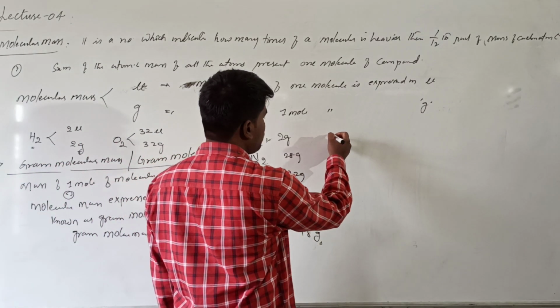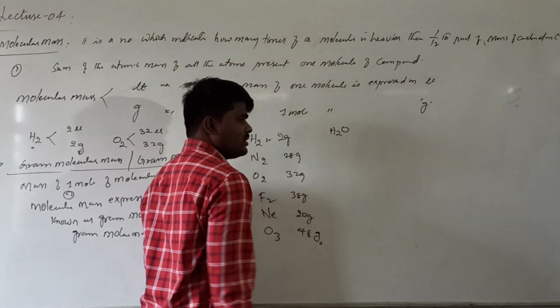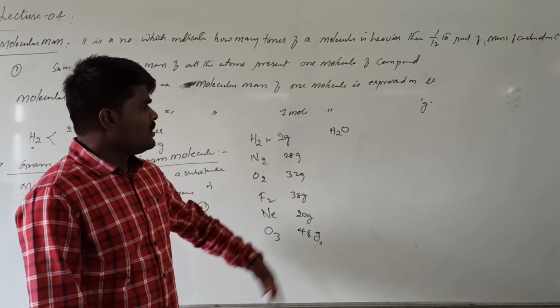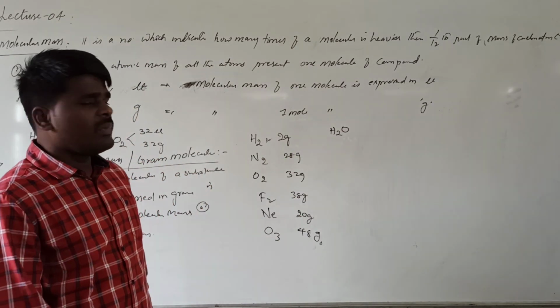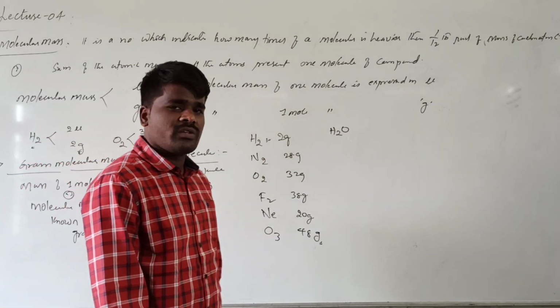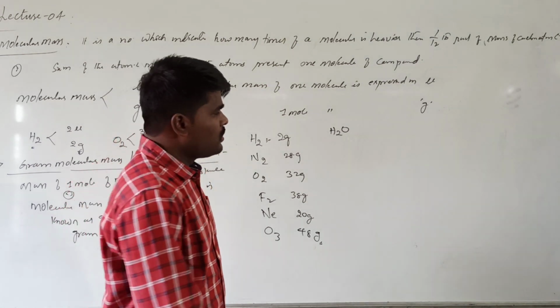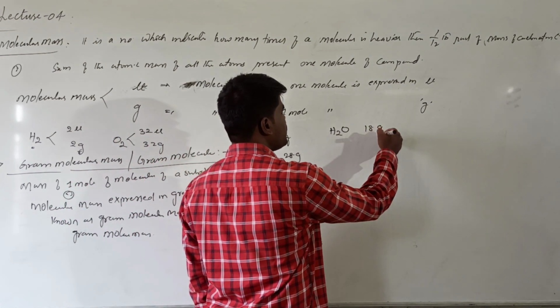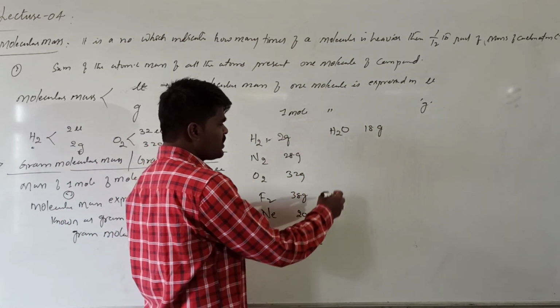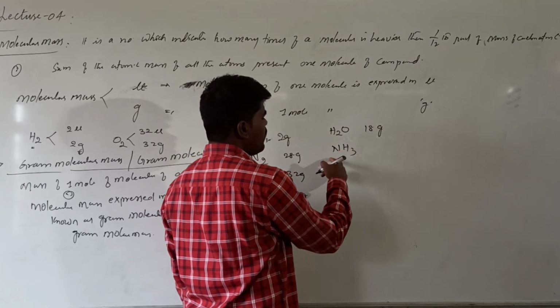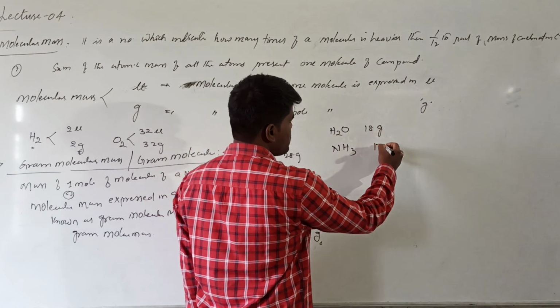If you are talking about a heteroatomic molecule, for example, water, what is the molar mass of water? How many atoms of hydrogen and how many atoms of oxygen are there? 2 atoms of hydrogen and 1 atom of oxygen. Together, how much will it be? It will be 18 grams. Suppose we are talking about ammonia, how much is it? 14 plus 3 will be 17 grams.